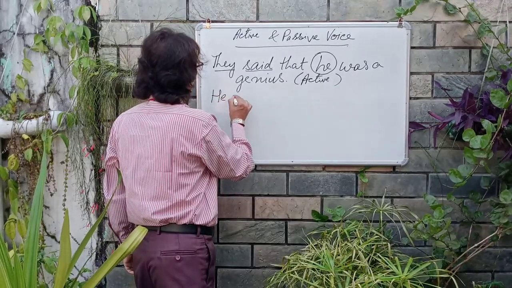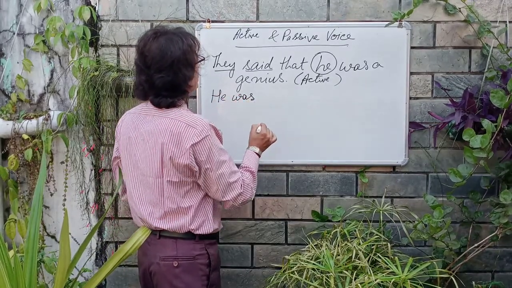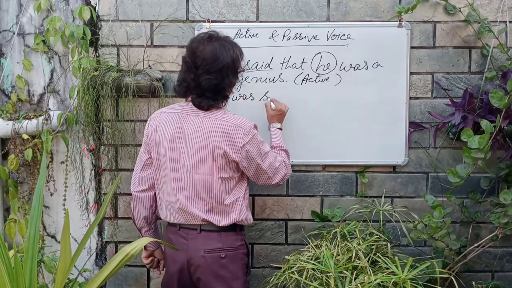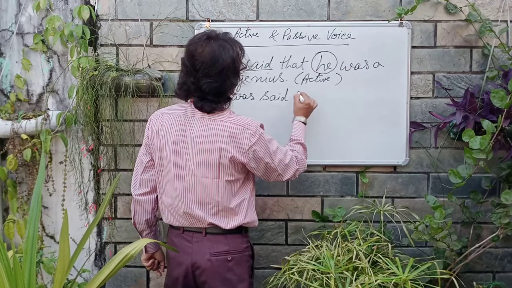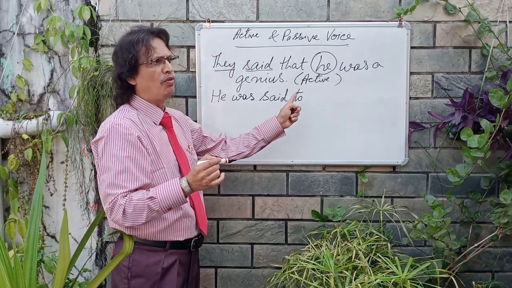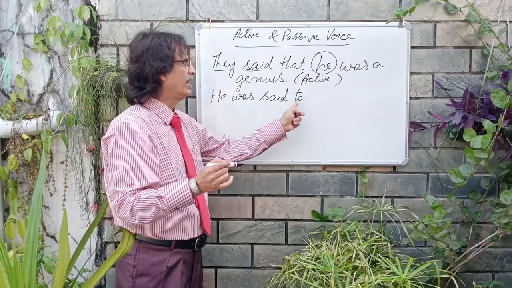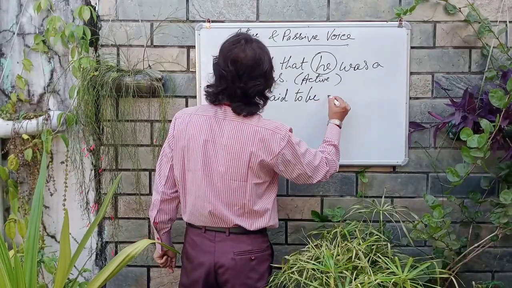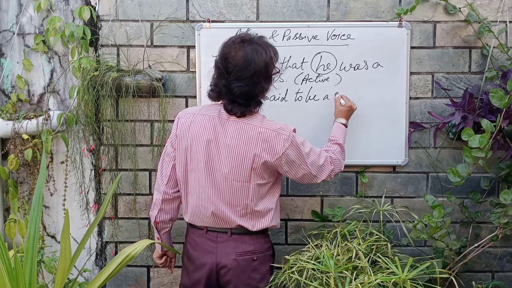He was. Said is already in the third form. So it will remain as that. He was said. We have to add to be. The form of verb be has to be added as an infinitive. He was said to be a genius.